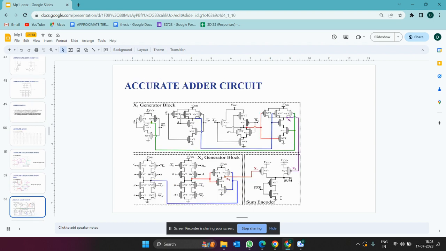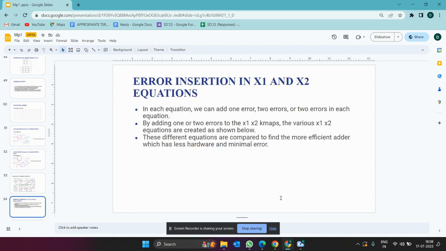And coming to the accurate adder circuit, this is the diagram for it. Now the error analysis of both the x1 and x2. Here the error should be below 5% in both x1 and x2. So we need to ensure that it is below 5%, or else our design cannot be validated.